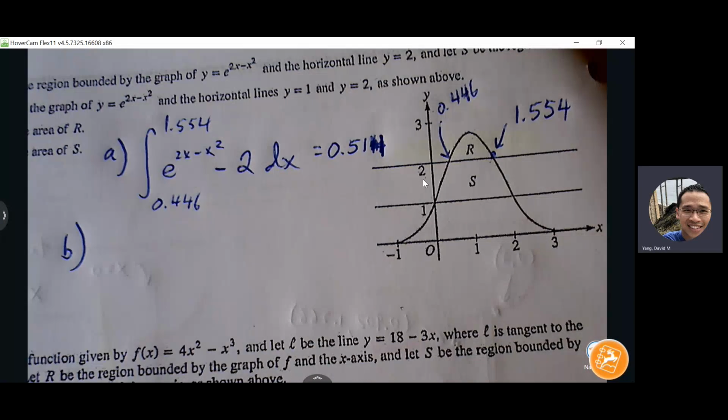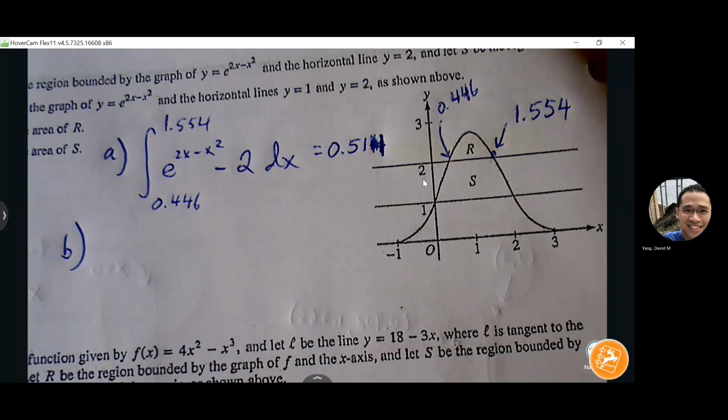Now for part B, find the area of region S. I think one way that we can do it is we can split it into 3 regions and find the area of this region, area of this region, area of this region. That's perfectly fine, but I think there is a more efficient way of getting to region S. What if we found the area of this? And then do what with that? Yeah, subtract R, right?